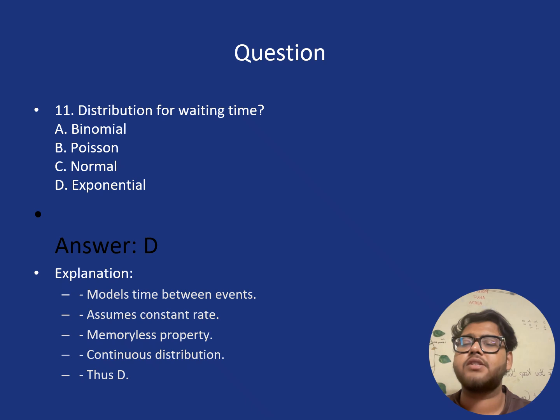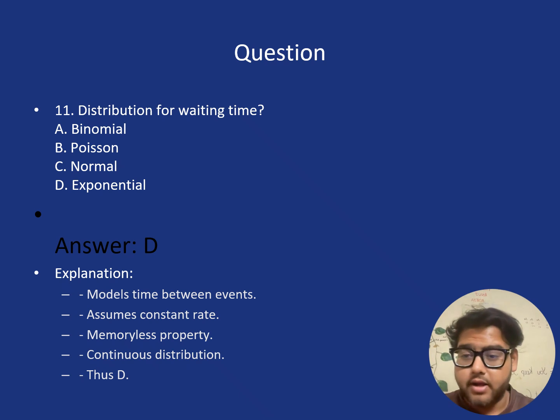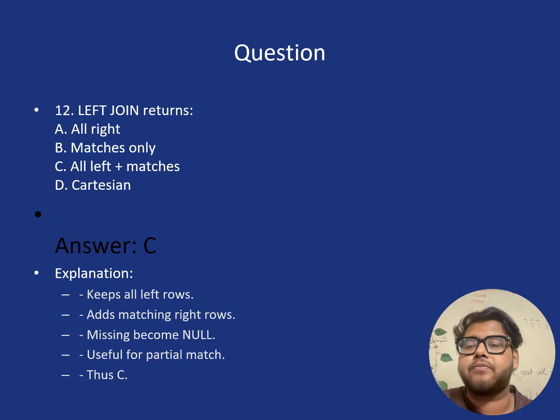Question number 11 is distribution of waiting time. Binomial, Poisson, normal, exponential. So in this the exponential is the right answer because it models times between events, assumes constant rate, memoryless property, continuous distribution.